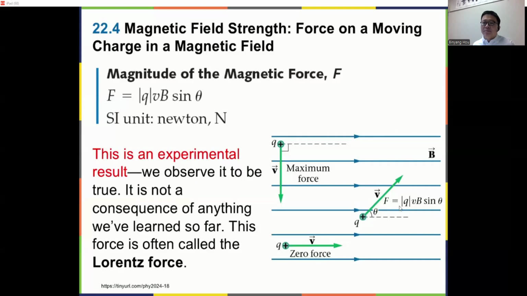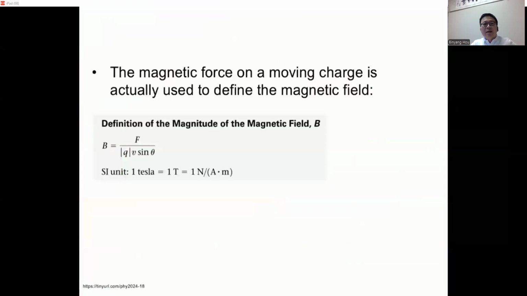In general, force is equal to the absolute value of Q V B sine theta, if that's the angle. The magnetic force is also called the Lorentz force, because he actually contributed to this field to a great extent. All right. You can measure the magnetic force and also the charge and the velocity, and then you can back calculate what the magnetic field will be. So that's an indirect way of measuring magnetic field.